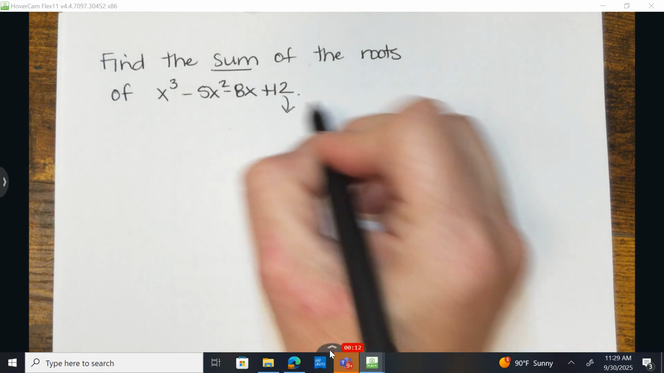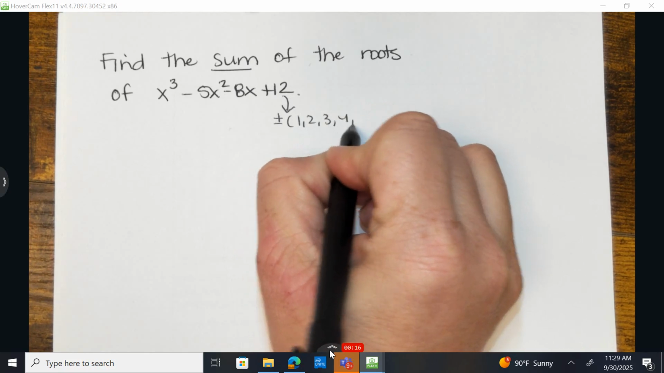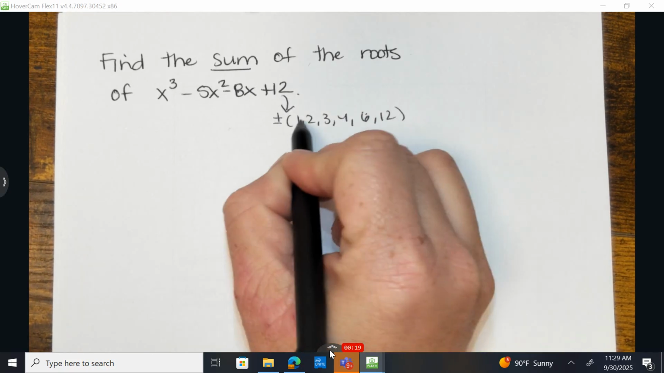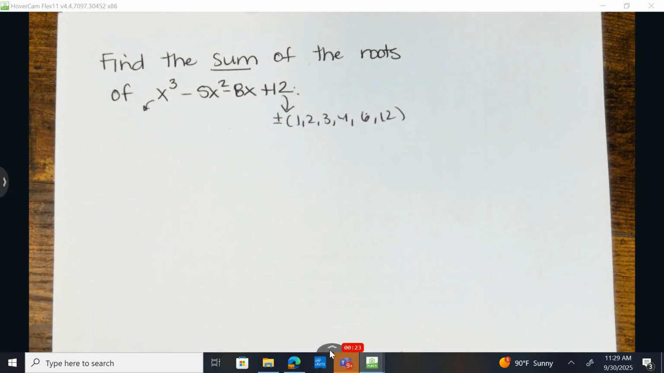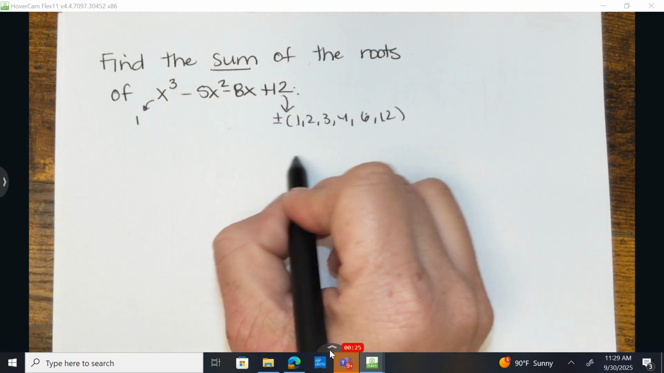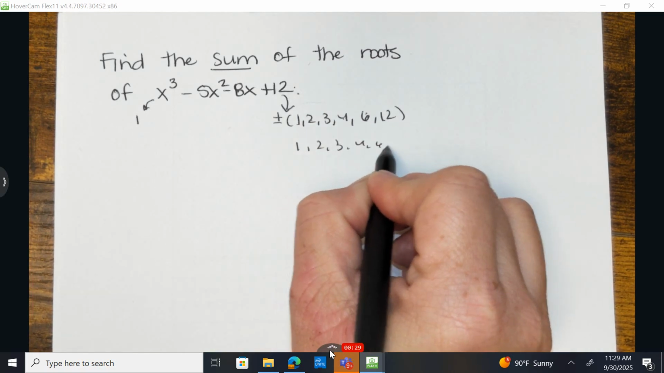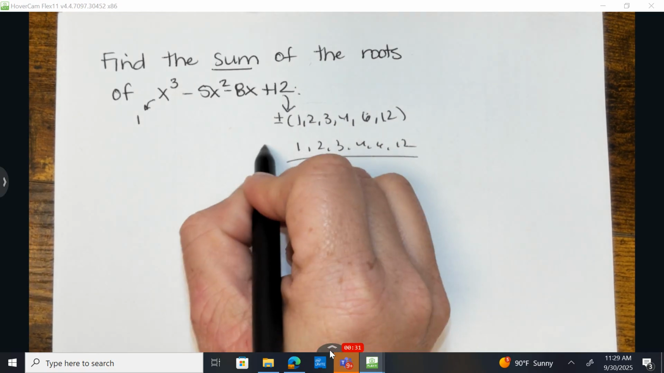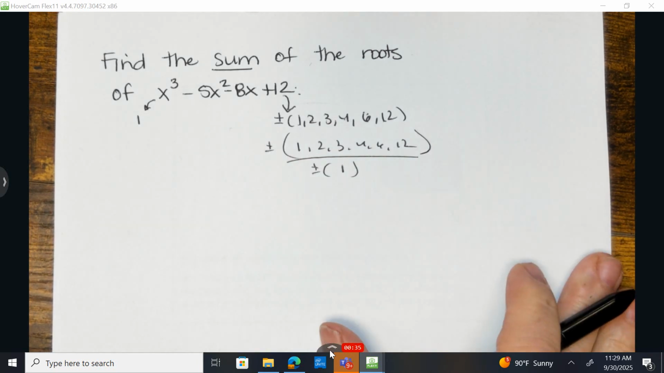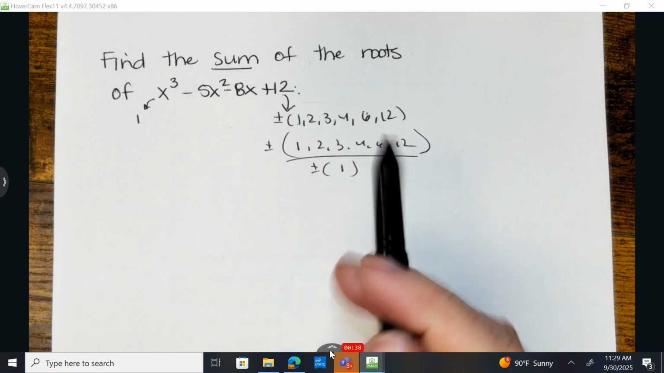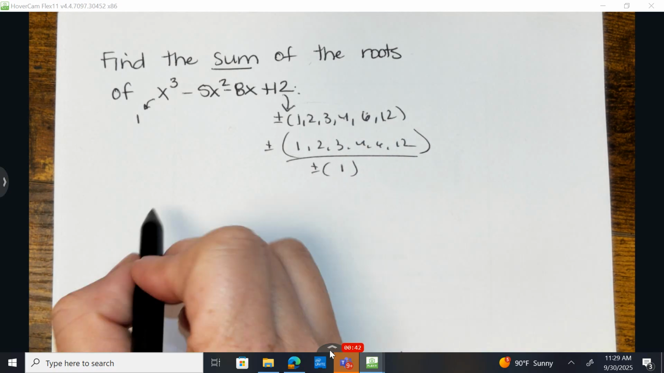So I'm going to look at the constant and identify the factors: 1, 2, 3, 4, 6, and 12. 1 times 12 is 12, 2 times 6, and 3 times 4. When the leading coefficient is 1, we know the only factor is 1. So these will always be in the numerator, and then in the denominator will be a 1. As I use synthetic division, because you will not get to use a calculator, I'll test 1, -1, 2, -2, and so on.